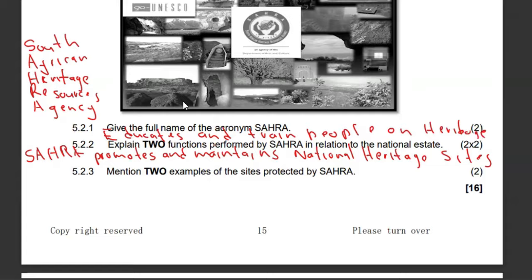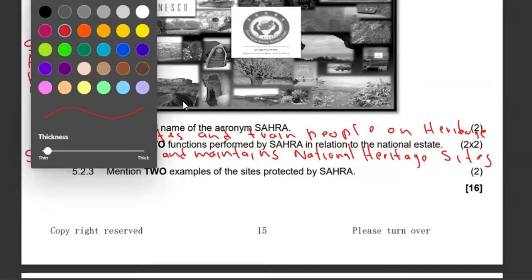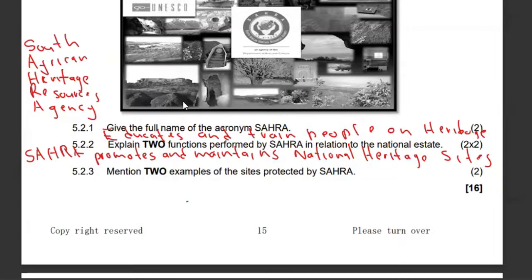It educates and trains people on heritage management. So that is the purpose of SARA. Now, two examples of sites which are protected by SARA. So we have examples of structures which are protected by SARA. We have buildings older than 60 years.